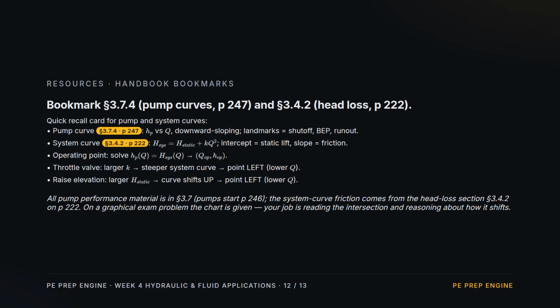Two shift rules. Throttle a valve to raise K, and the point slides left. Raise the elevation to raise the static head, and it also slides left. On a graphical problem, the chart is given. Your job is reading the intersection and reasoning about how it shifts.